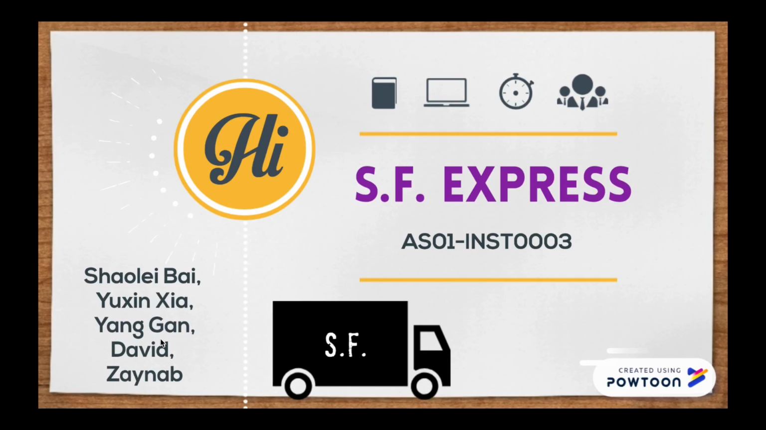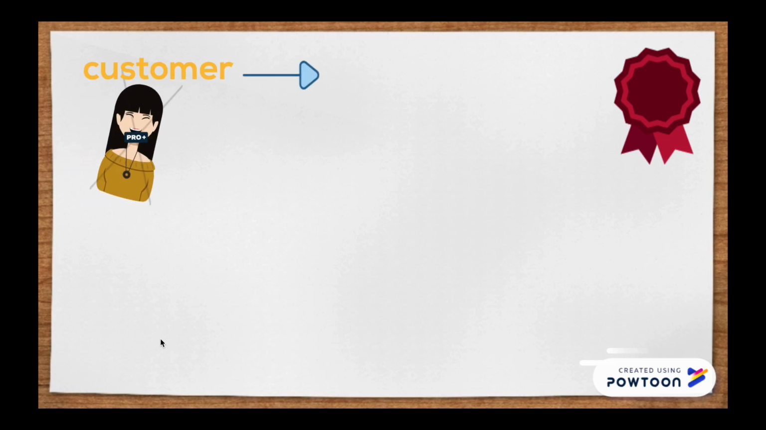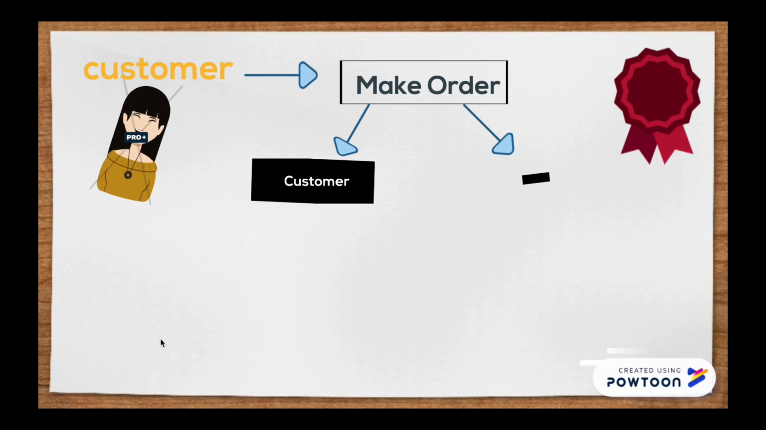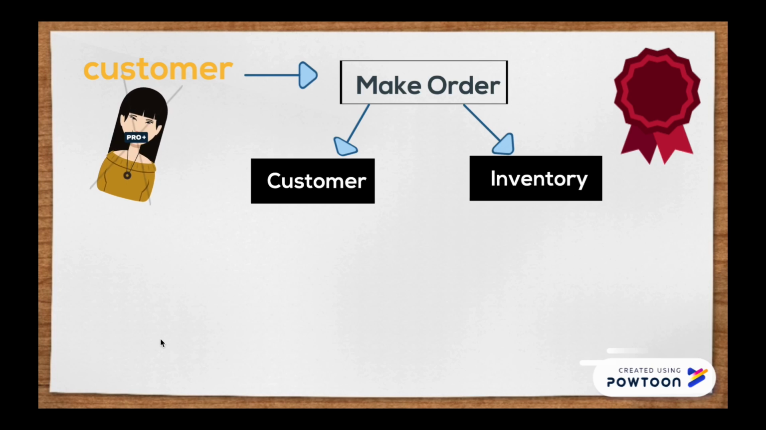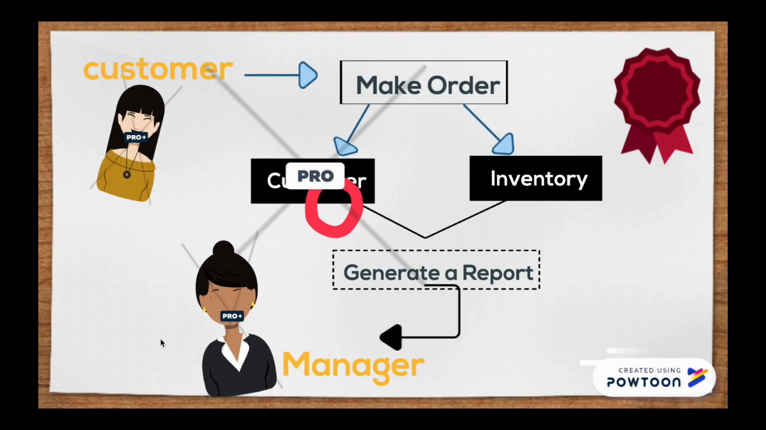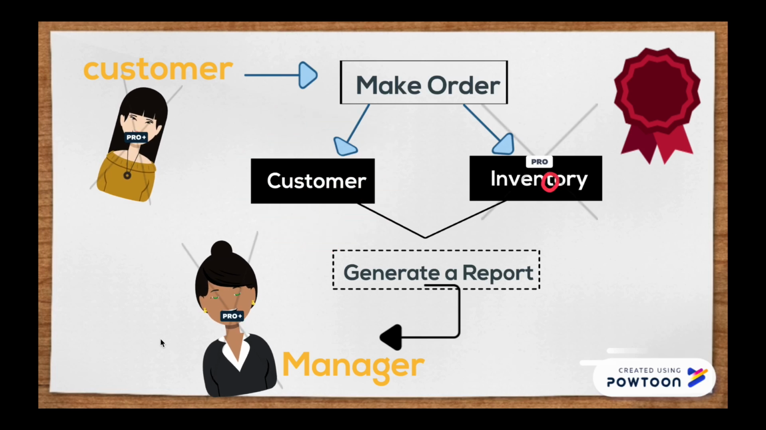Firstly, we will introduce our company's working process. After our customer makes orders, the order details go to two databases, the customer database and the inventory database, and then generate a report to our manager, including customers' information and what inventory we need.